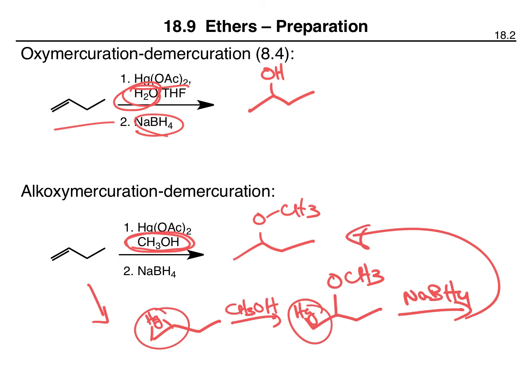So it's a way to make an ether, and what you'll notice is that we effectively have Markovnikov addition, where the hydrogen becomes connected to the carbon that had more hydrogens, and the OR becomes connected to the other alkene carbon. So just a few different ways that we can make ethers.